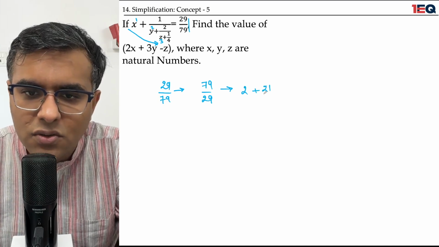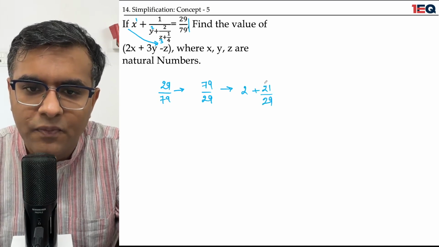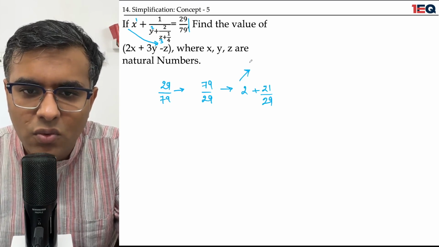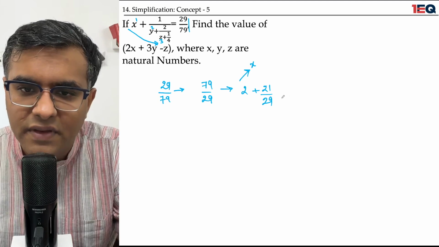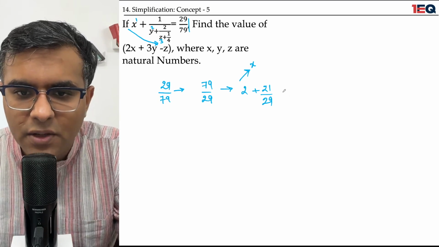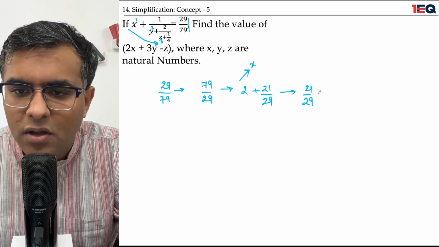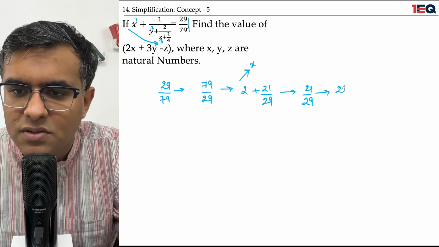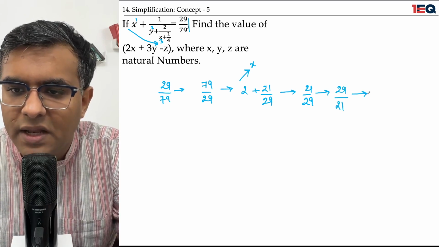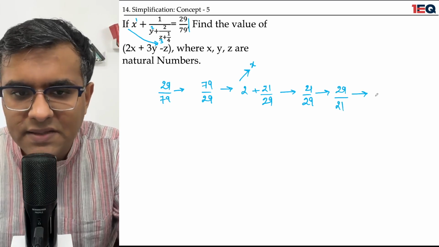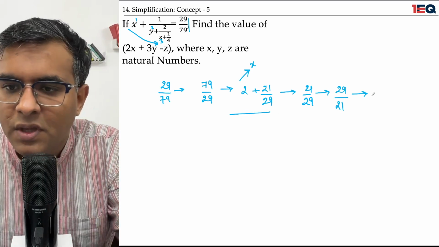So 21 upon 29. This value of 2 is equal to the value of x. Moving to the next point, we have 21 upon 29. We would create a reciprocal of it, so it's going to be 29 upon 21. Now on 29 upon 21, we are going to apply the same operation as we did over here.